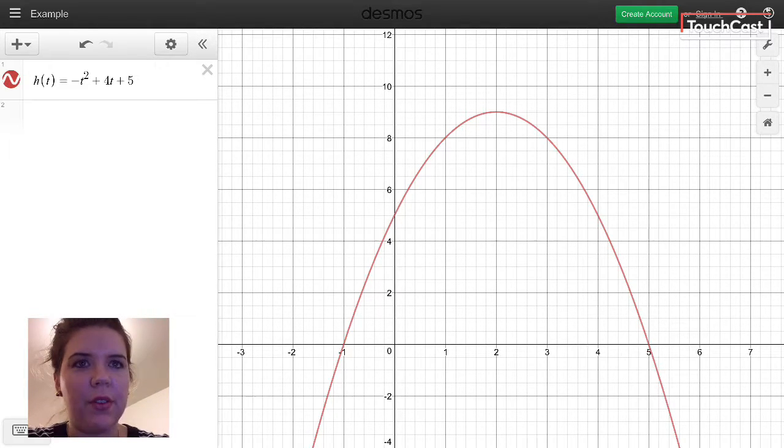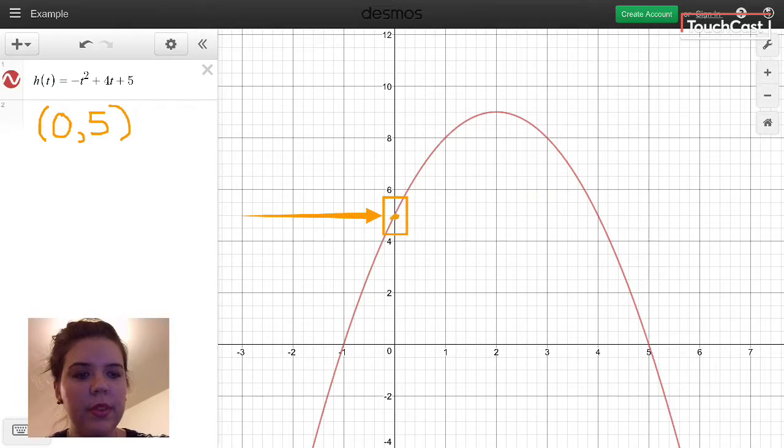This is the graph of our real-life parabola. The y-intercept of this graph is (0, 5). This represents that when the ball was thrown, it was initially 5 inches off the ground.